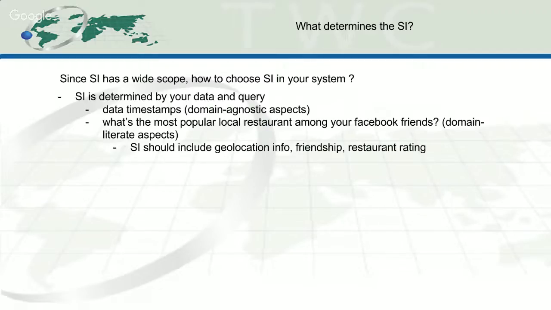So, as in the same example, what's the most popular local restaurant among your Facebook tweets? The semantic importance should include the geolocation, friendship, and restaurant rating, to consider those related information as semantic importance and apply it in our system. That's my thought.